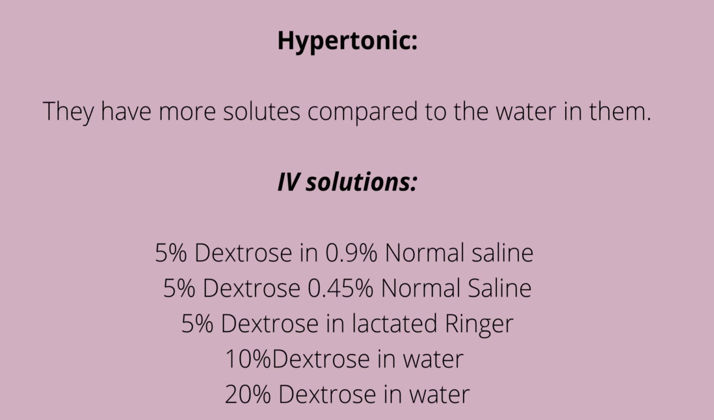Let's talk about our last IV solution, and it's our hypertonic solution. So with our hypertonic solution, there is more solutes compared to the water in them. All right. And this is normally used to treat critically low serum osmolarity, and osmolarity is higher than the ECF, extracellular fluid. Thus, fluid shifts from the intracellular fluid to the extracellular fluid.